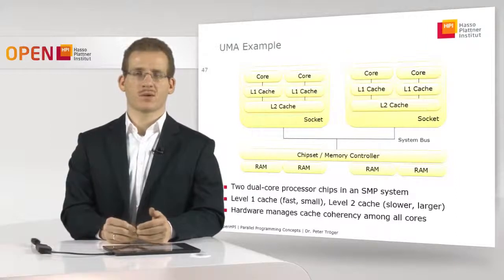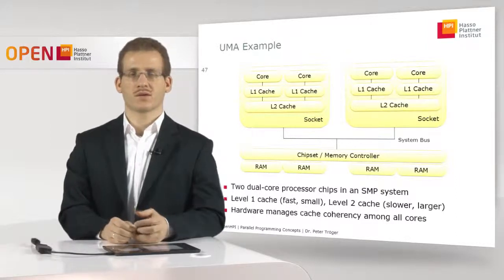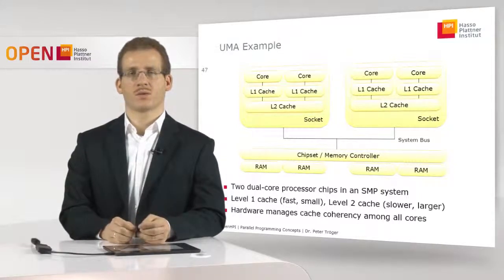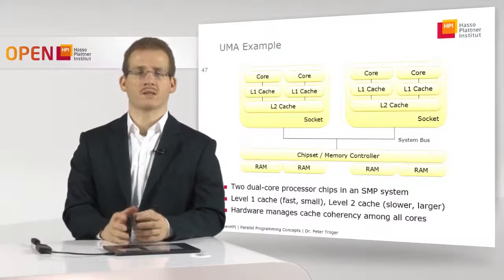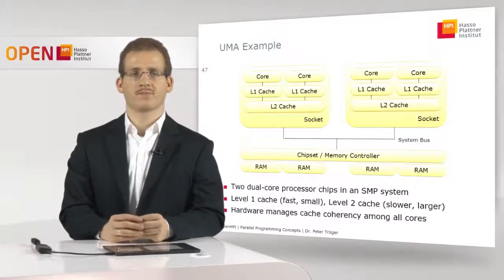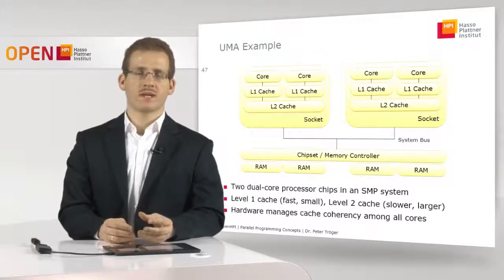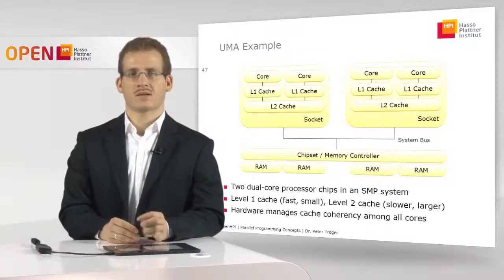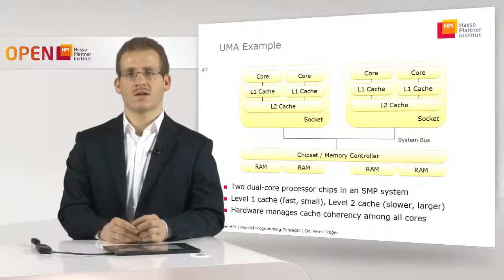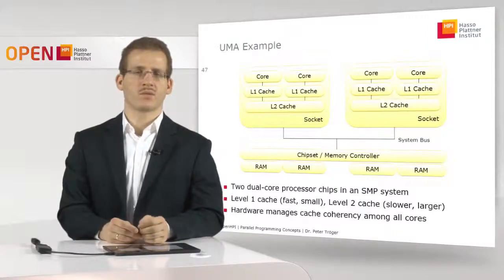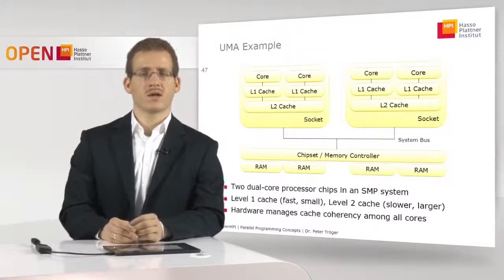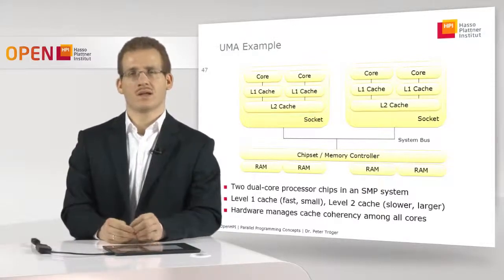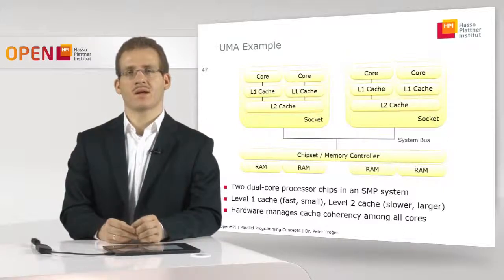Both sockets, both processors are connected to the memory controller and the chipset via a system bus. And the chipset and the memory controller now controls all the memory banks and the memory modules we have inside the system. The relevant aspect here is that regardless of where a particular task and its execution unit is running, the access time to the main memory is always the same. So it doesn't matter on which core the particular thread or process is running, it can always access main memory data at the same speed.